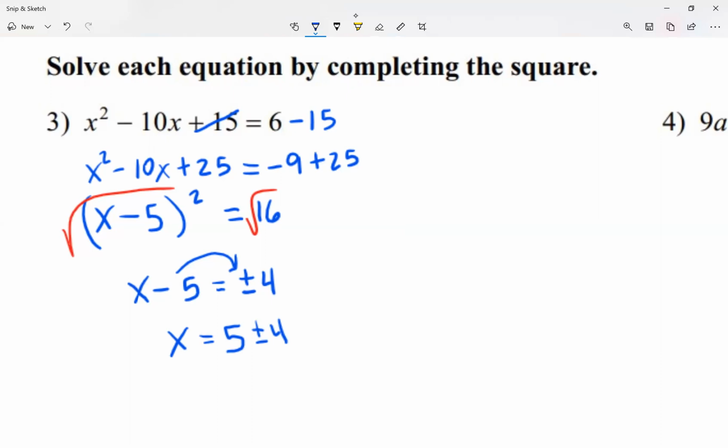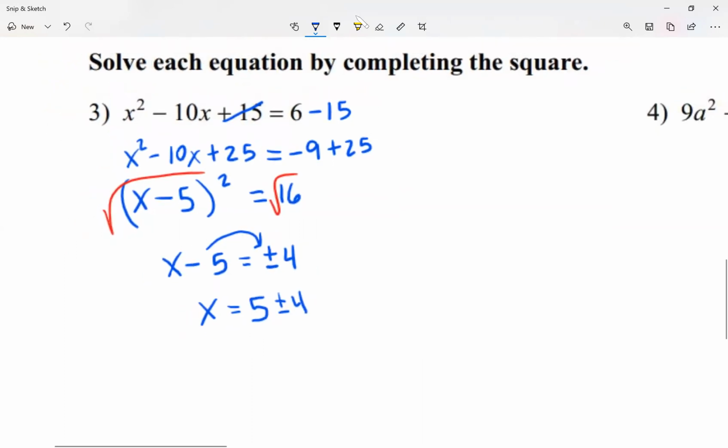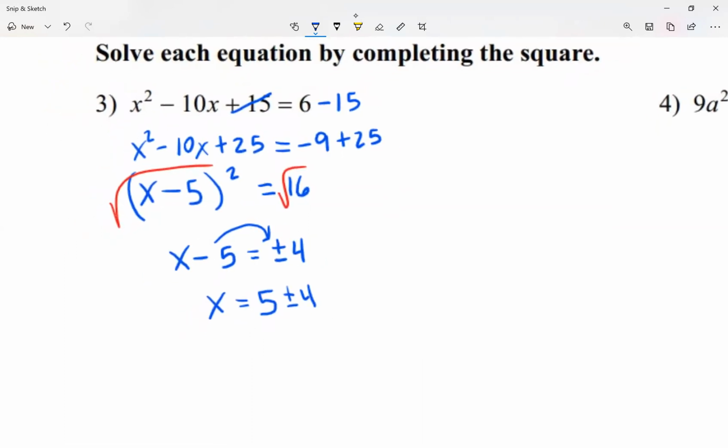The way I'm going to do this, on the 5 plus or minus 4, for my first answer, I'm going to look at the plus sign, so 5 plus 4. For the second answer, I'm going to look at the minus sign, so 5 minus 4. When I solve this, my two answers are going to be 9 and 1. 5 plus 4 and 5 minus 4.